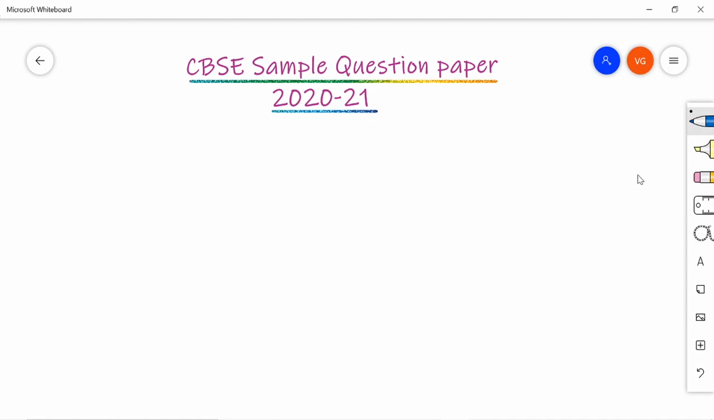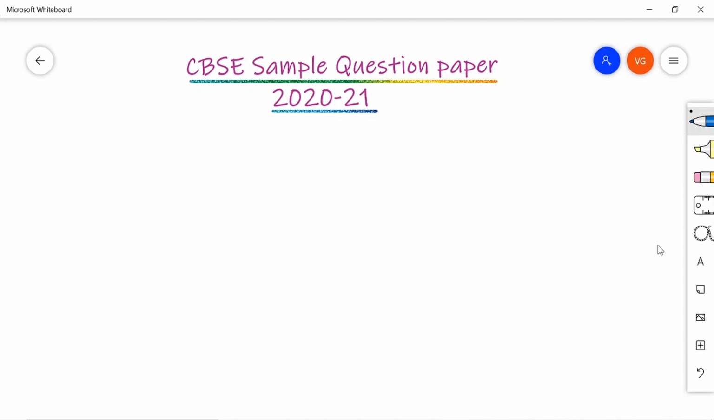This year, CBSE board released two sample question papers. One is for basic math and one more for standard math. Before getting into solving the question paper, I'll give you a quick introduction about the question paper pattern. Both sample and standard question papers are of 80 marks and 3 hours duration. But basic math has easier questions compared to standard math paper.